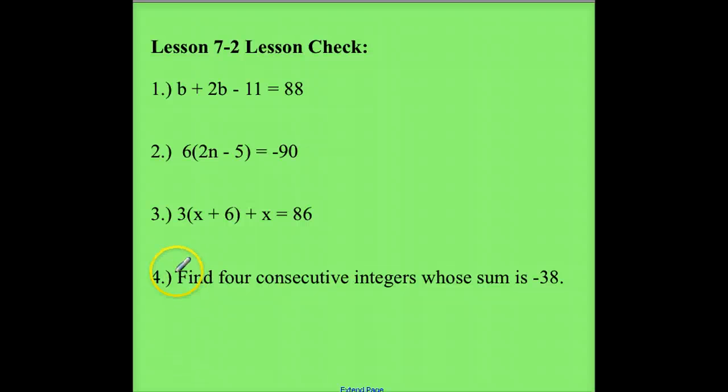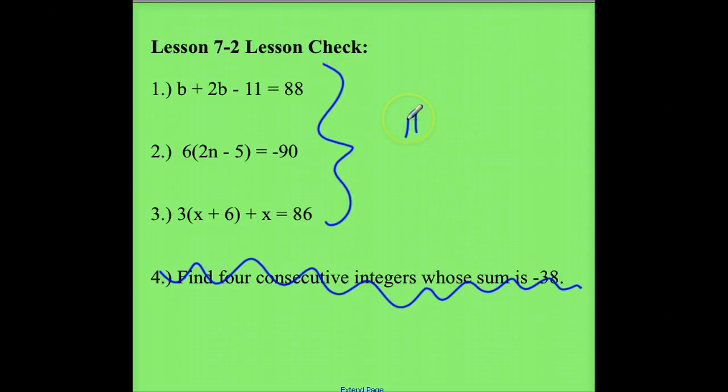I'm going to skip this example. So in your lesson check for homework, I would like you to ignore problem number 4 and just come to class with problems 1 through 3. Good luck!